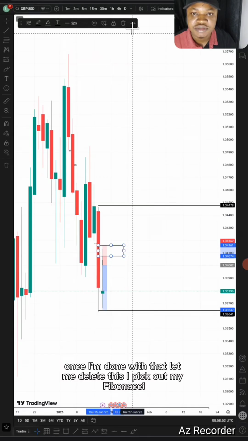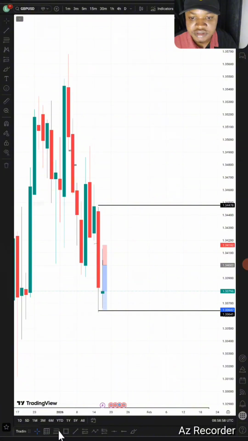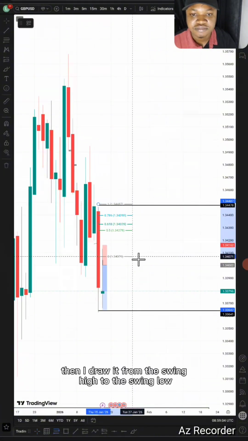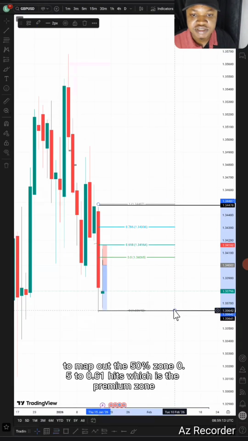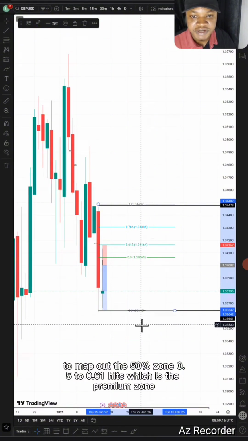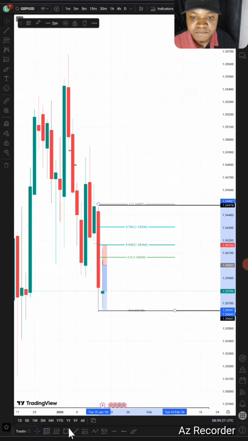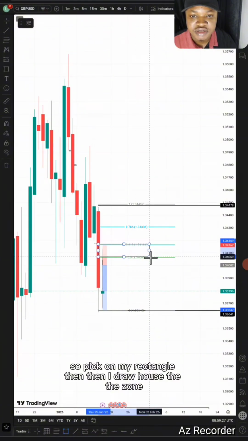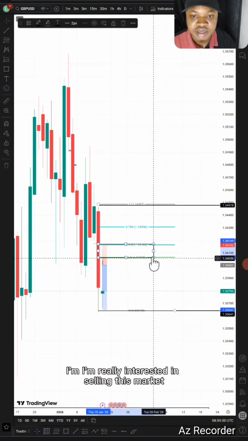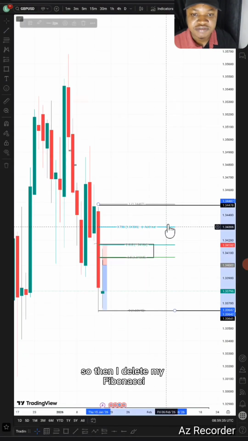Once I'm done with that, let me delete this. I pick out my Fibonacci, then I draw it from the swing high to the swing low to mark out the 50% zone, 0.5 to 0.618, which is the premium zone. So I click on my rectangle, then I draw out the zone I'm really interested in selling this market. Then I delete my Fibonacci.